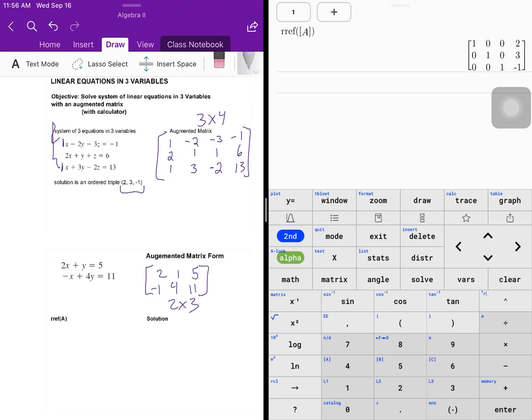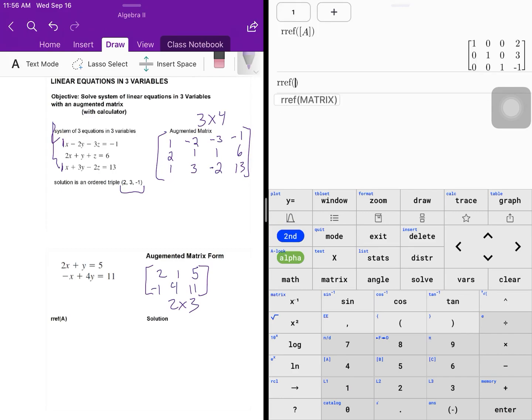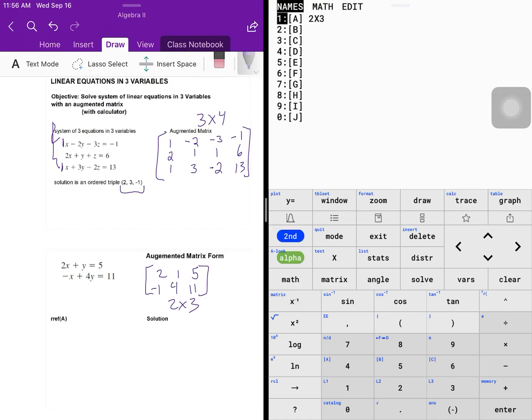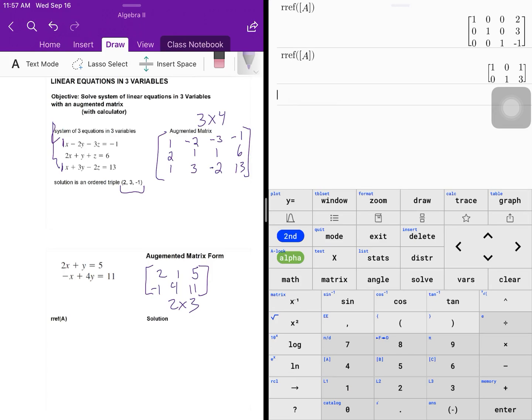Make sure you do all your operations in the main screen. Second matrix, over to math for your operations, number 9 for RREF, then back to second matrix and select A, hit enter, and there is your RREF matrix. So what the calculator spits out is another thing I need to see, and then I want to see that you can understand that this is saying that x equals 1, and this is saying that y equals 3. So my ordered pair would be 1, 3 if you want to do it that way.